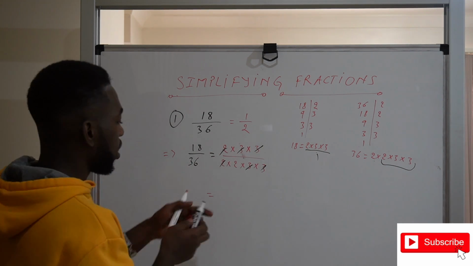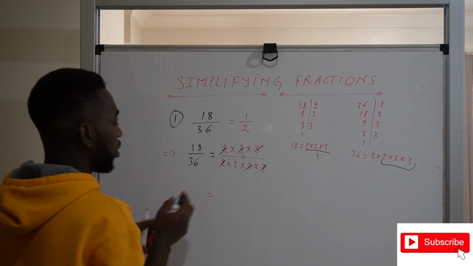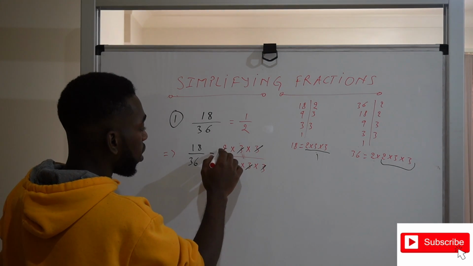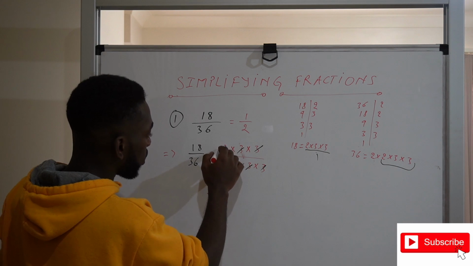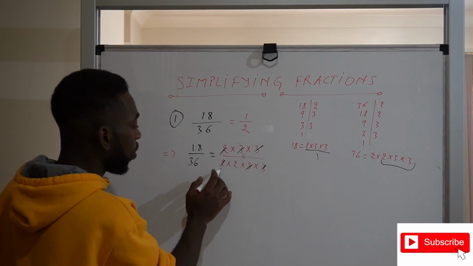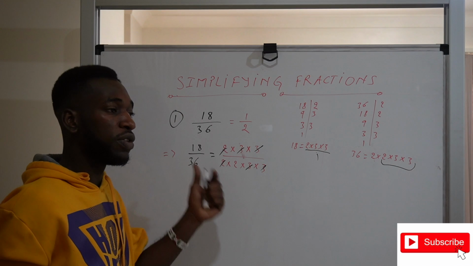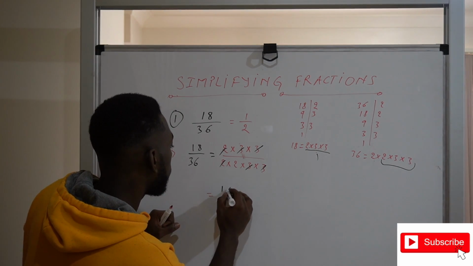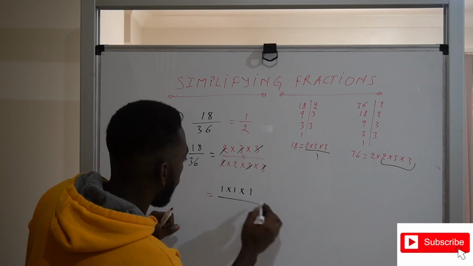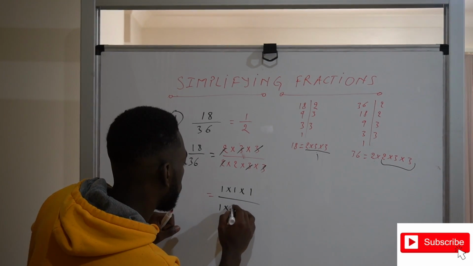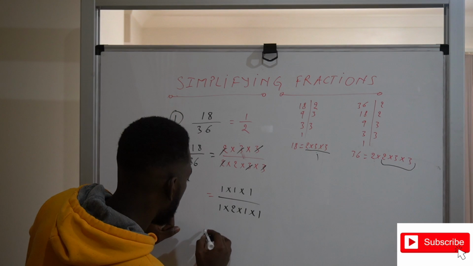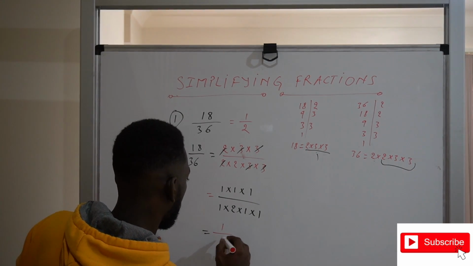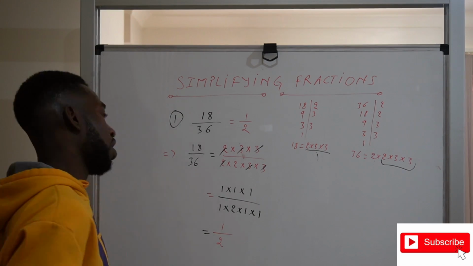However, the point here is we don't just simplify, but we divide these numbers by 2. So this 2 here, we divide the numerator by 2 and the denominator by 2, and then when you divide by 2, you have 1 left. So our answer basically will be 1 times 1 times 1 over 1 times 2 times 1 times 1, and therefore we have 1 over 2. And so this is the answer.